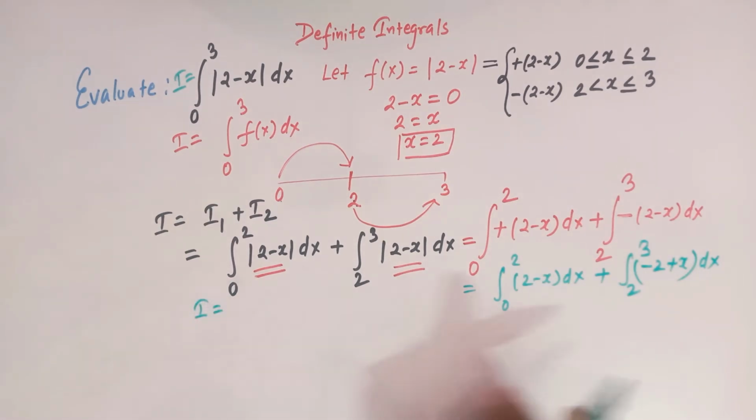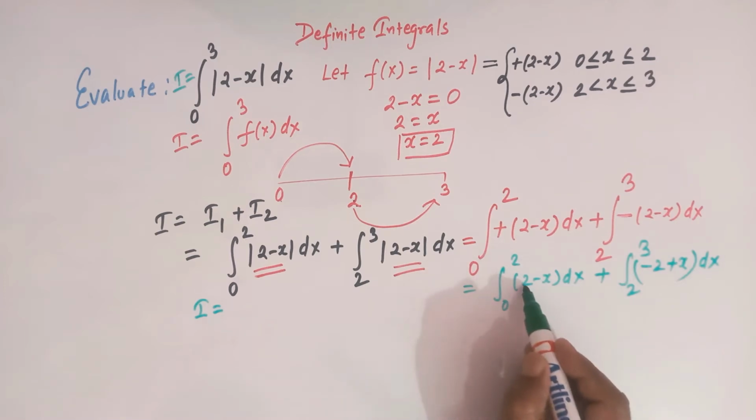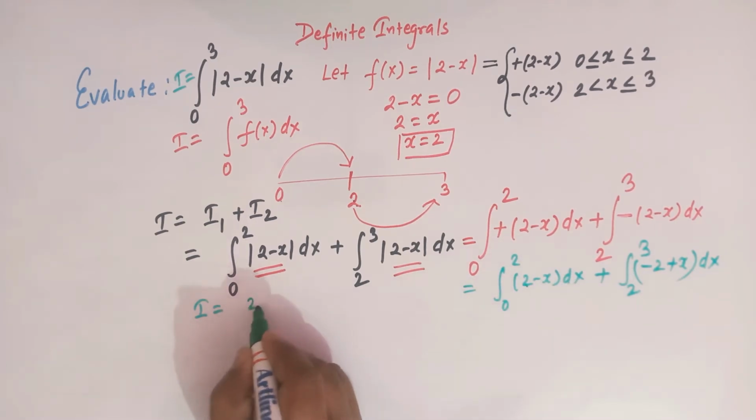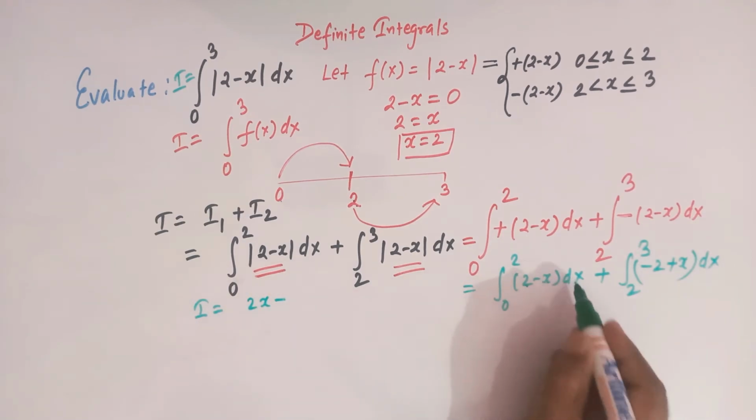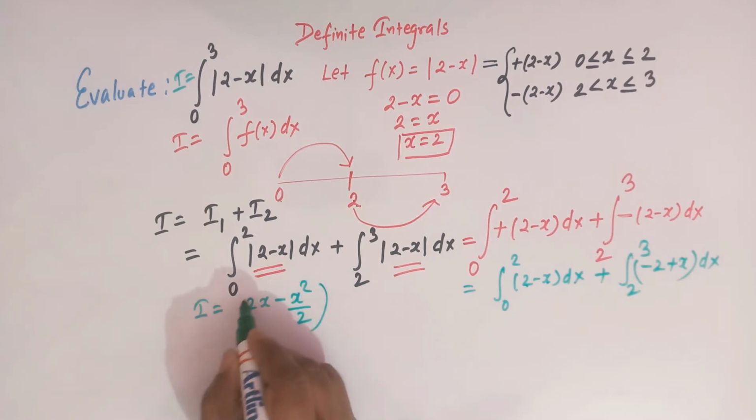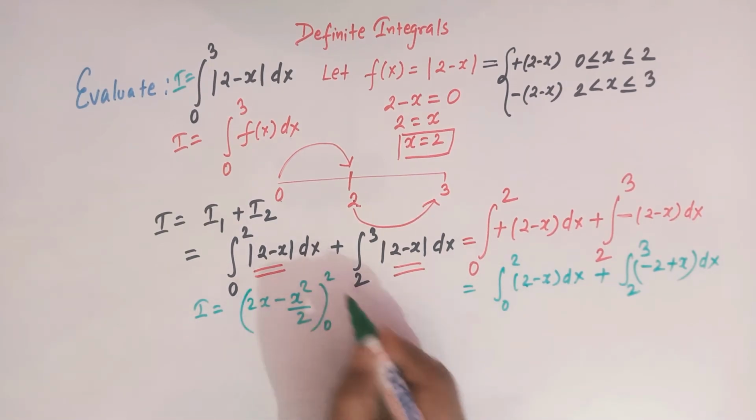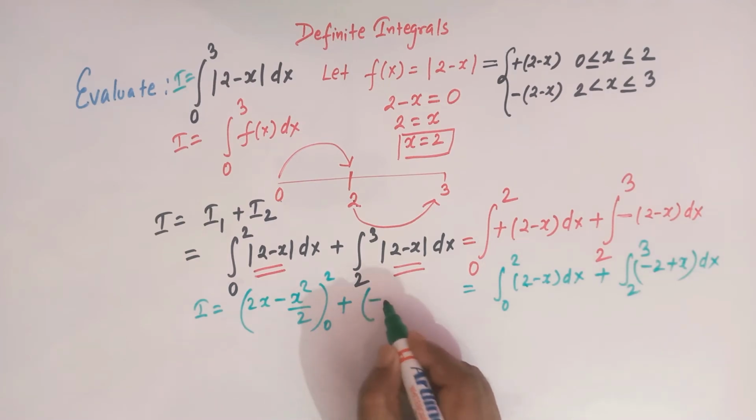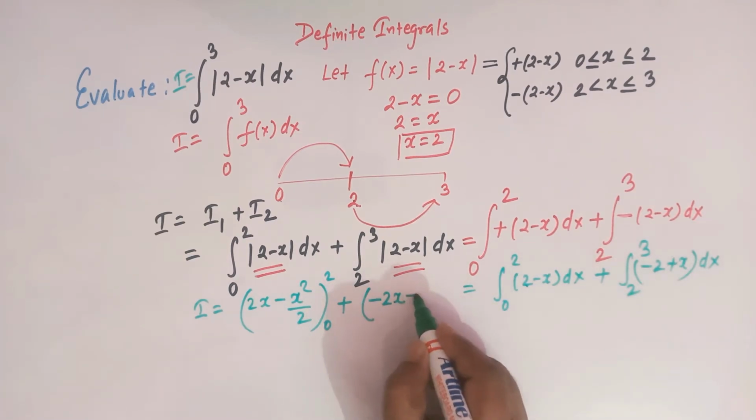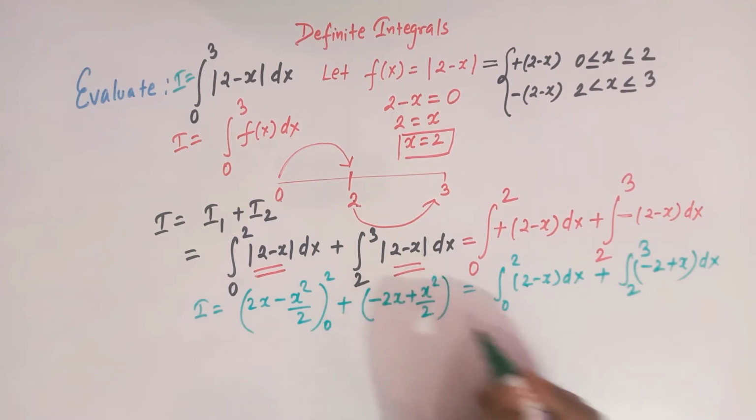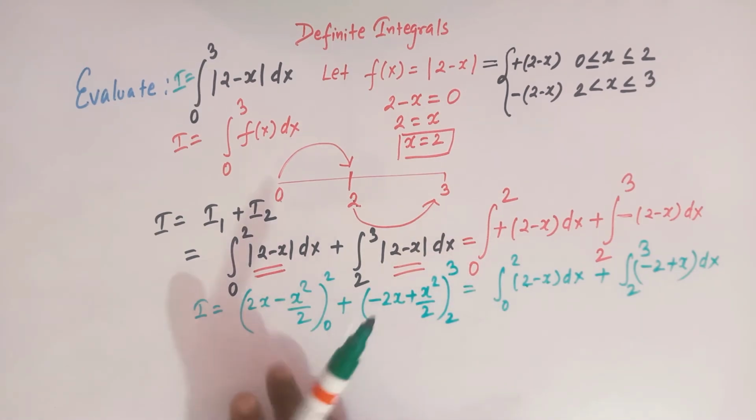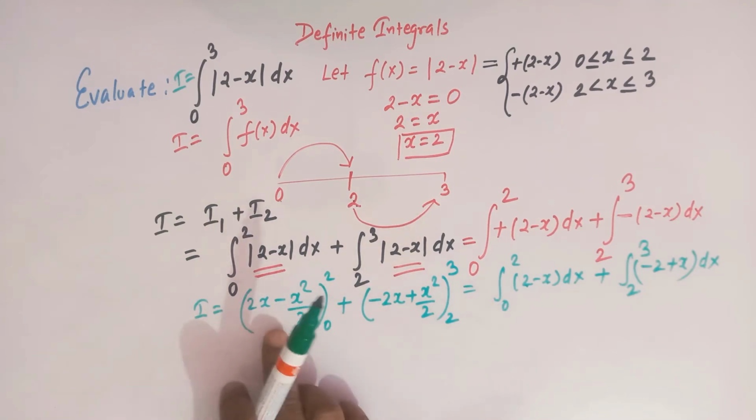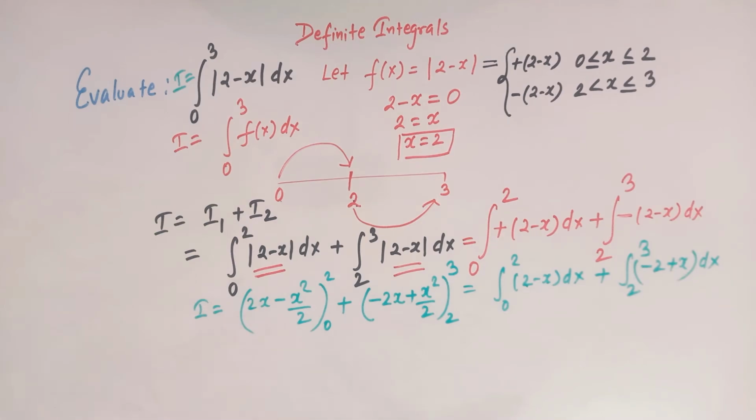Now we can easily find the values of these two integrals. The integral of 2 dx is 2x, and the integral of x dx is x square over 2, with limits from 0 to 2. Here the integral of minus 2 dx is minus 2x, plus x square over 2, with limits from 2 to 3. Now we will substitute the limits and take the difference.